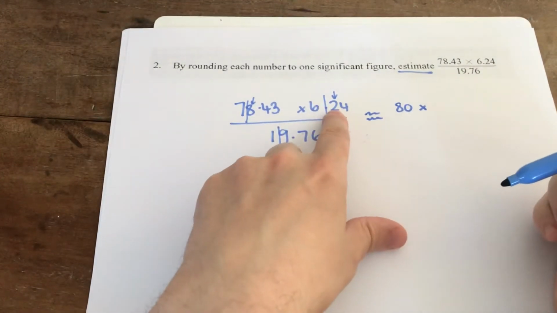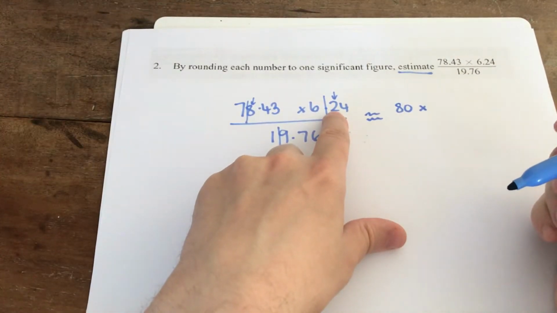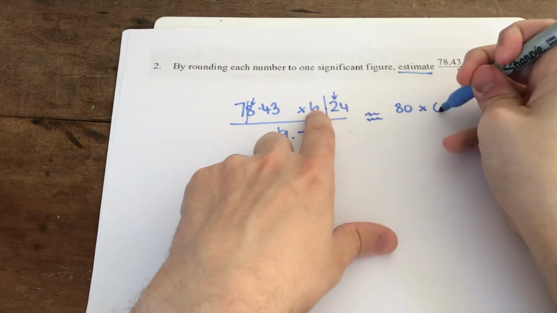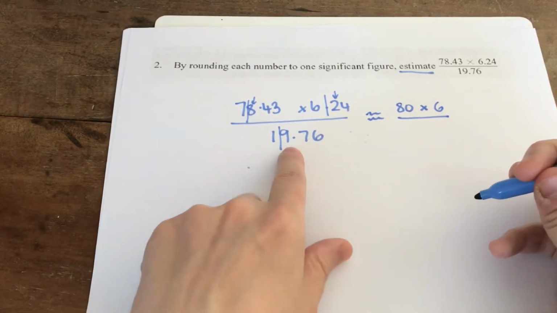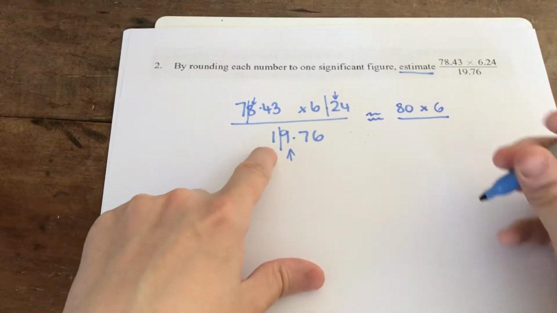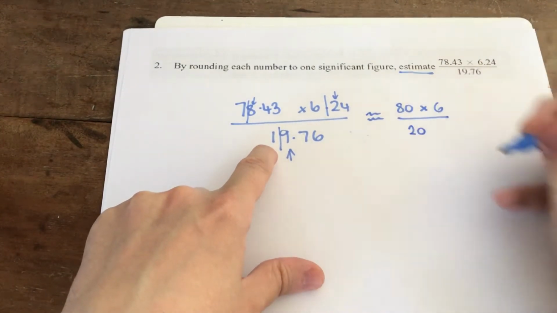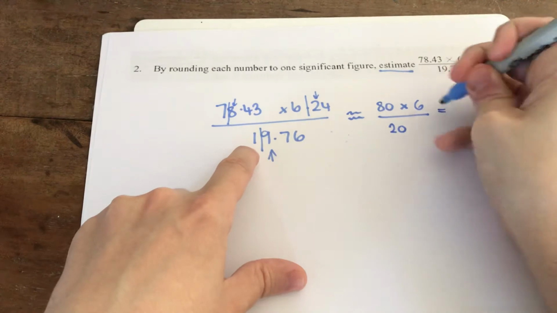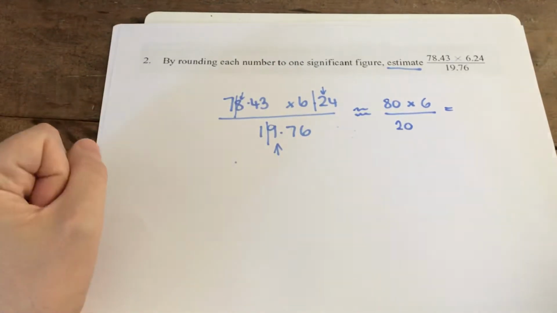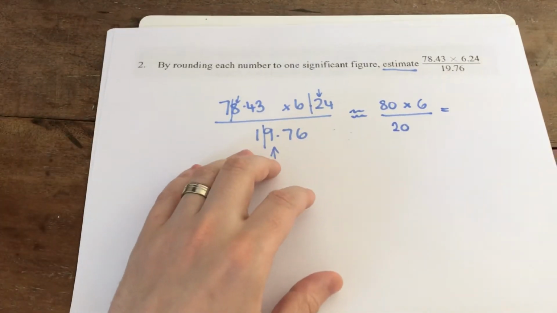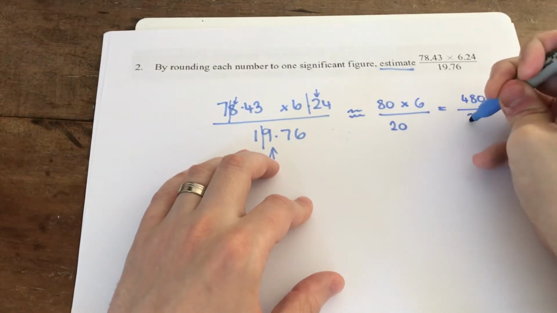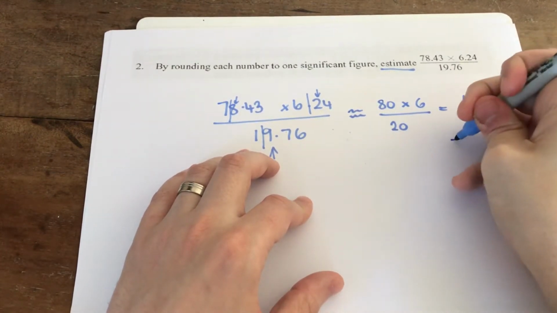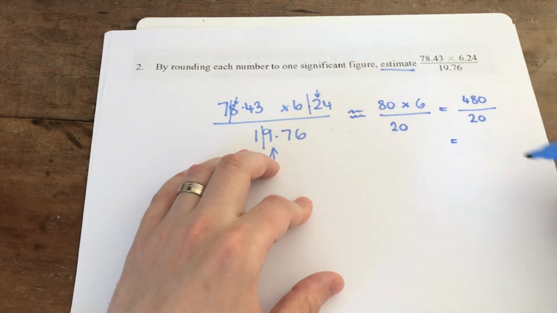6.24, that's a 2, it's less than 5, so the 6 stays the same. And then 19.76, that is a 9, so we round the 1 up, and that becomes 20. You then work out the top line, so the top line is 80 times 6, which gives us 480 all over 20, and then we do 480 divided by 20.